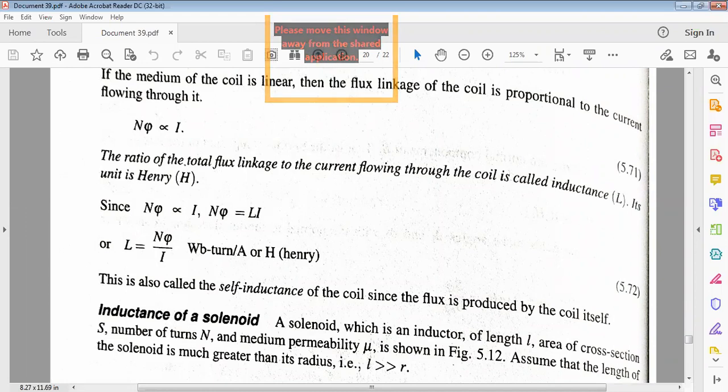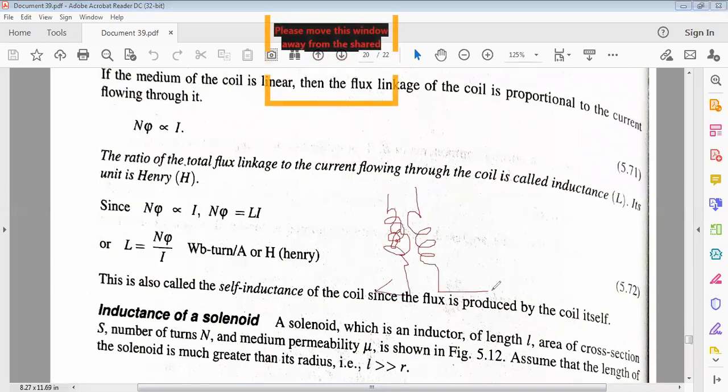Suppose such coils are put side by side. When we consider only one coil, that is the self-inductance. When we consider these two coils, and the flux produced in the first coil is induced into the second coil, that is called mutual inductance. Of course, this is not required here. That is inductance.